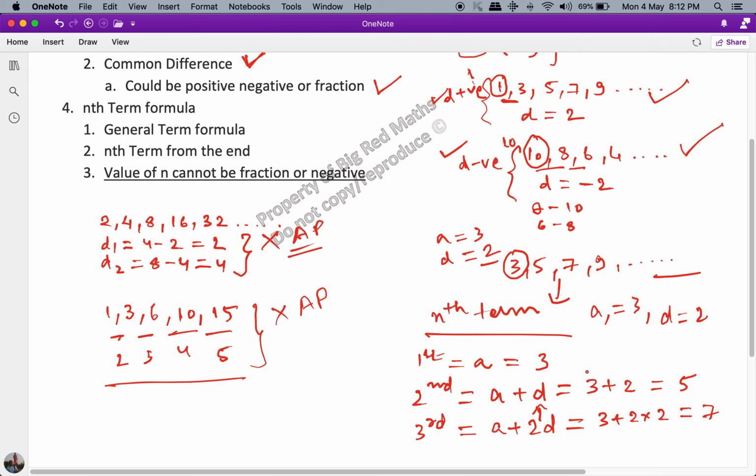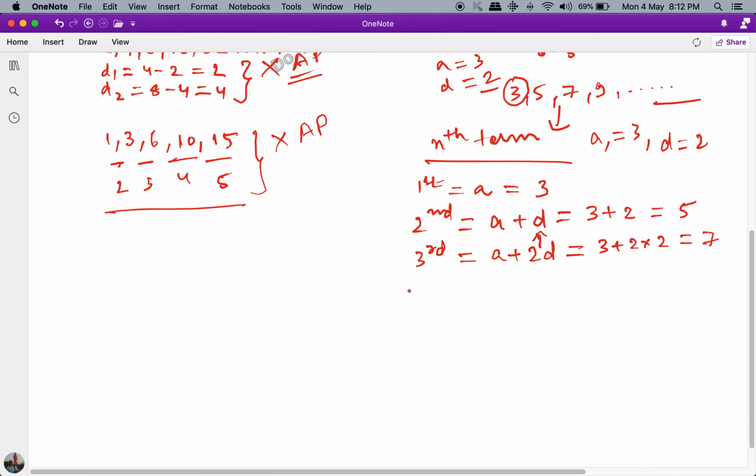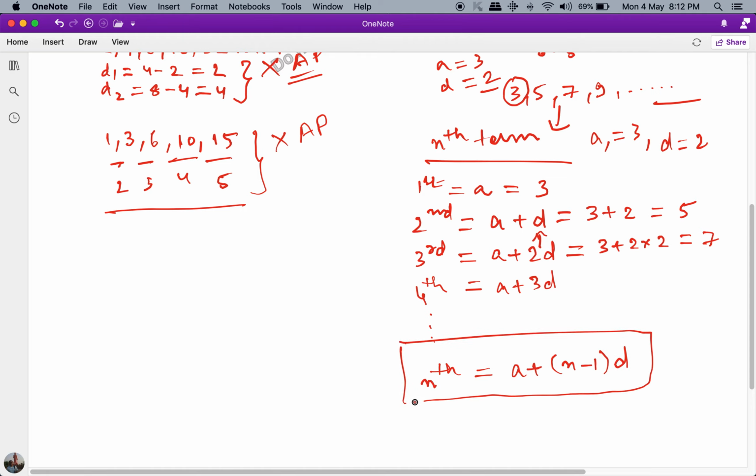Now if you generalize this formula, you have the third value, and the fourth value will be A plus 3D. And if you generalize it, you'll see that the nth term will be equal to A plus n minus 1 into D, and this is the formula for the nth term in an AP. It doesn't matter whether the AP is increasing or decreasing. It doesn't matter whether the value of A is positive or negative. It doesn't matter whether the value of D is positive or negative. The formula for the nth term of an AP is A plus n minus 1 into D.